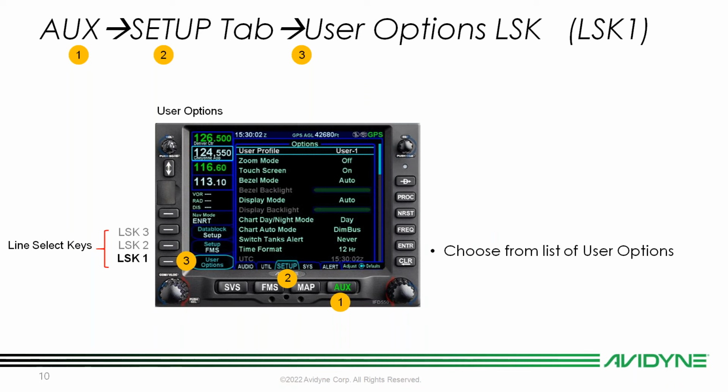So the next thing here is the user options line select key. To get into user options, we're in that same page and tab, aux setup, and then that line select key number 1 is going to be user options. And from here, we can choose from a list of different user options that are selectable within the IFD.